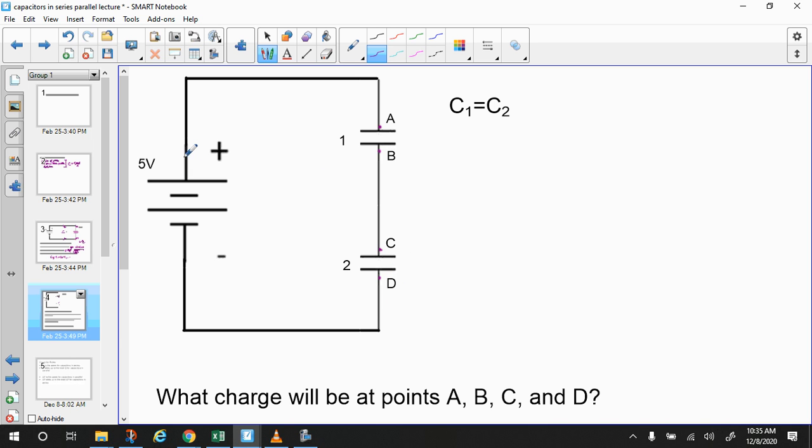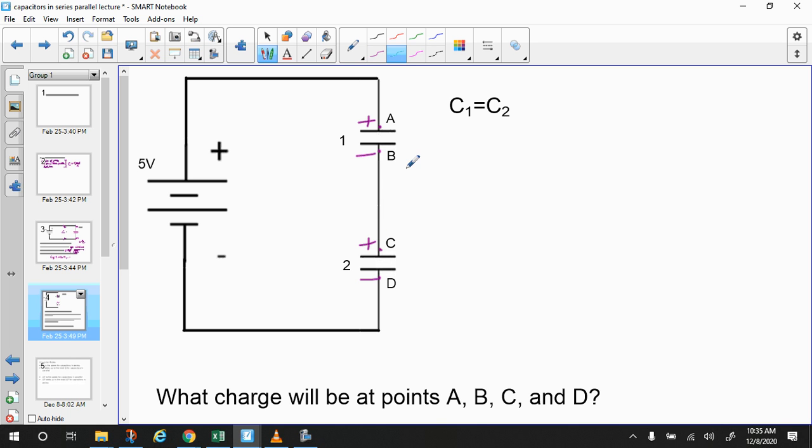So what's going to happen here when it's connected is the positive charge is going to spread out from the positive side of the battery and spread onto this plate. So this plate is going to get a positive charge. This plate is going to get a negative charge. Then this plate will get a positive charge and this plate will get a negative charge.